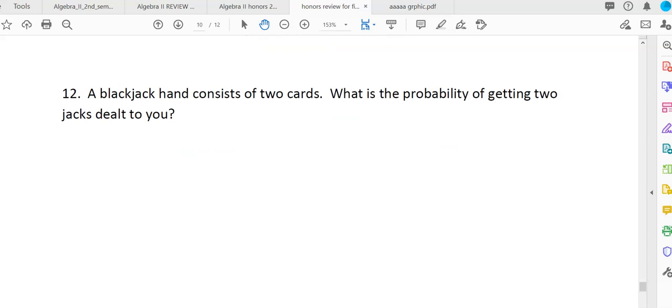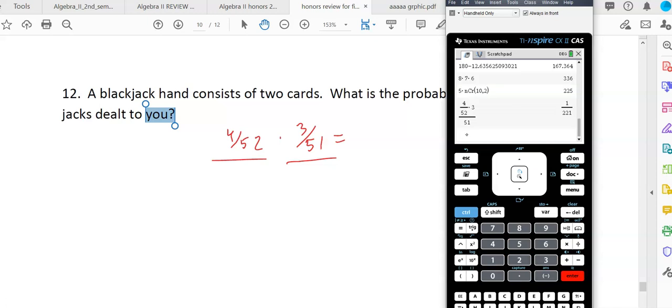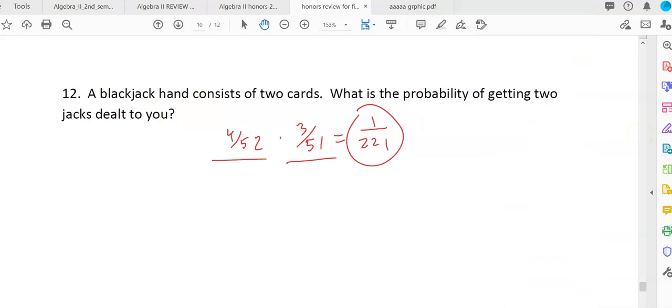Blackjack consists of 2 cards. What's the probability of getting 2 jacks? In the first draw, it's going to be 4 out of 52. And then the second draw is going to be 3 out of 51. So that's the key. You're doing a slot method there. 4 divided by 52 times 3 divided by 51, which is 1 over 221. Wow, it's not very likely, I'd say. It's pretty unlikely.